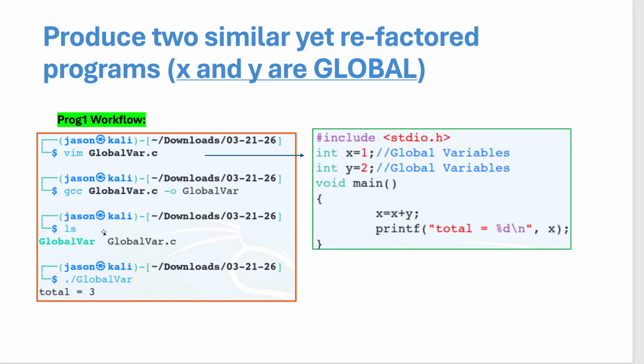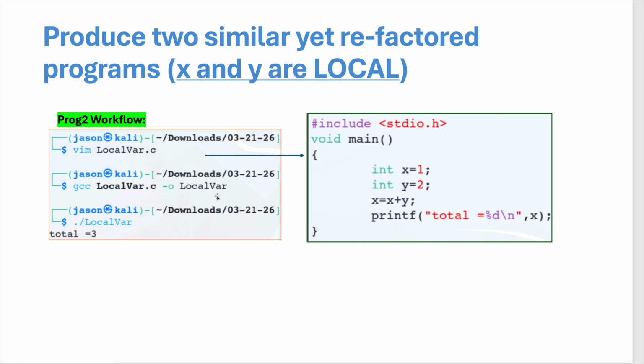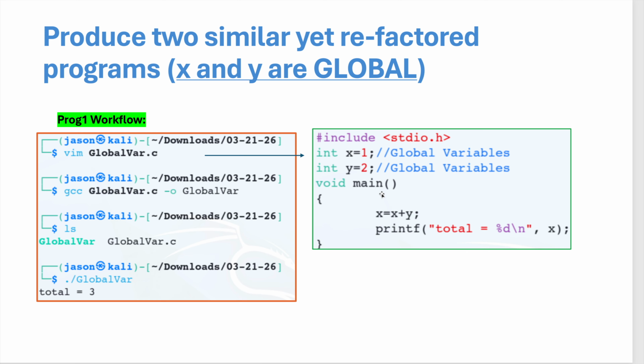All right. And here it's the same thing. The workflow is the same, in which we're creating the source code and using GCC to compile the code into what I call global var. It's the same thing in which we create our source code local var, and then we compile it into local var, and then we're saying total equals 3.